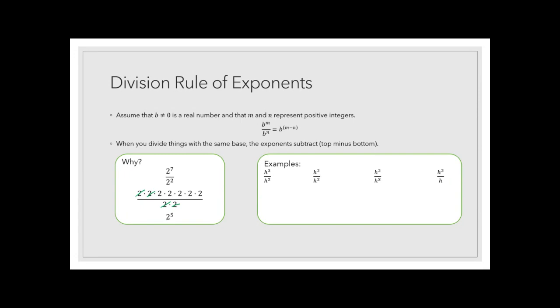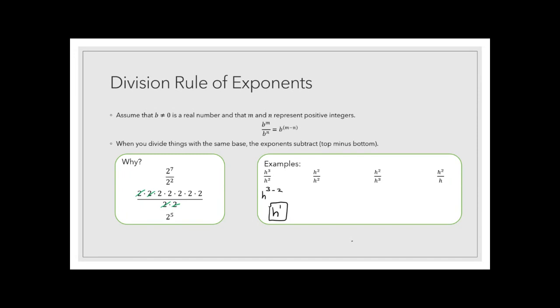So some examples here: we have h to the 3rd over h squared. So you're always subtracting the top minus the bottom. So that would be like 3 minus 2. So that comes out h to the 1st power. And that could just be written as regular h. You don't have to write the exponent there.